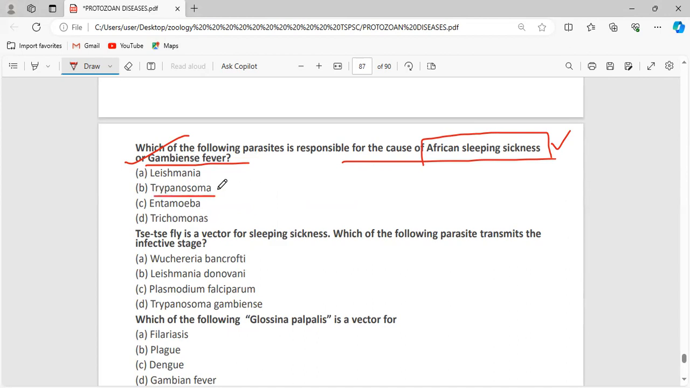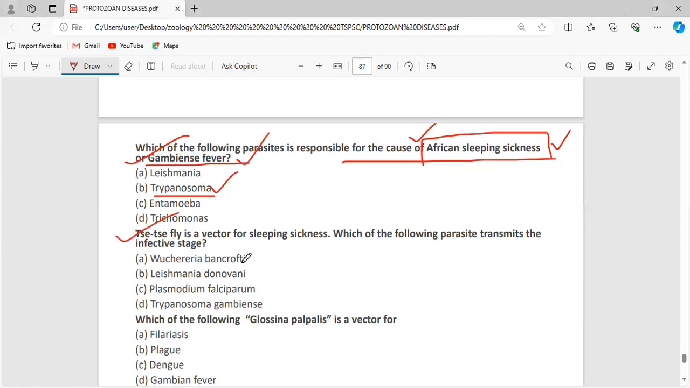And if you know this is Trypanosoma, you can easily answer. But if they ask which of the following parasites is responsible for Gambian fever, only if you know the species name can you answer this type of question. Now, in this question, they have asked straight away about African sleeping sickness, so you can easily say Trypanosoma. But if you know the full name Trypanosoma gambiense, only then can you answer if they ask which of the following parasites is responsible for Gambian fever. So it is very necessary to remember the name.